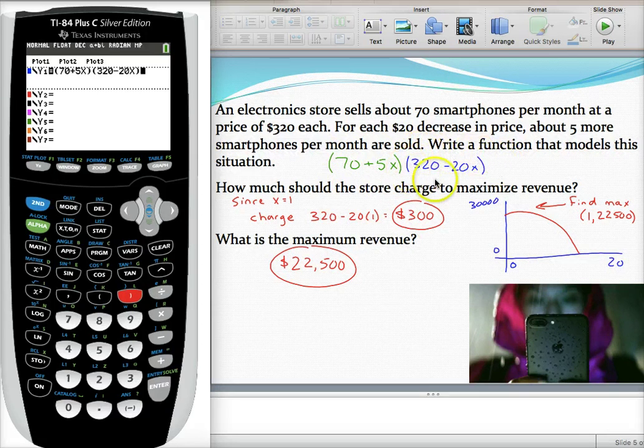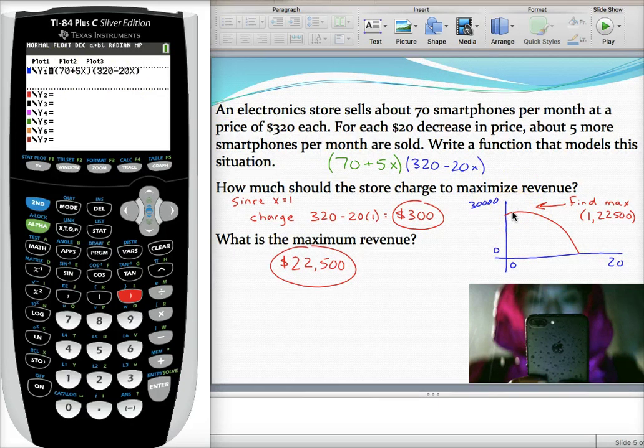The second parentheses will be about how much you're charging, or your price. Again, we're starting out with $320, but we're decreasing the price $20 each time. So 320, my initial price, minus 20 times X, which is how many times you're changing the price. This time we're changing by $20, so I'm subtracting 20X. That's where that came from. Here's my equation typed in. Let's talk about how to find that maximum value.